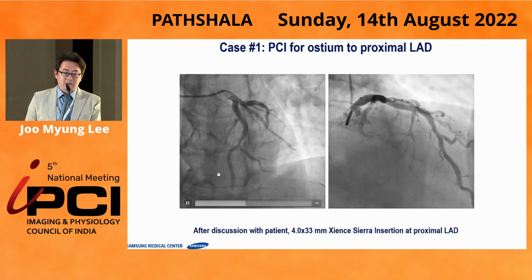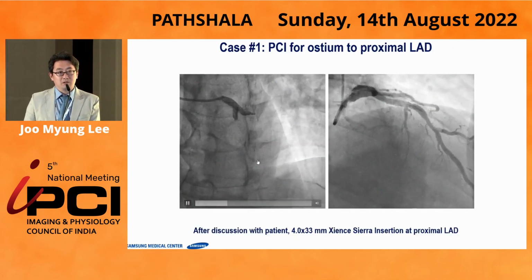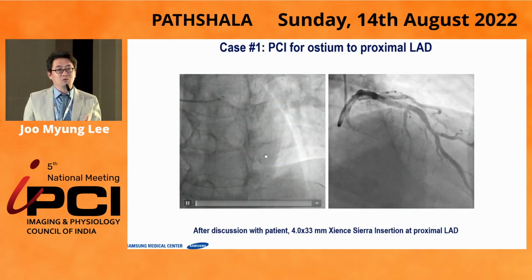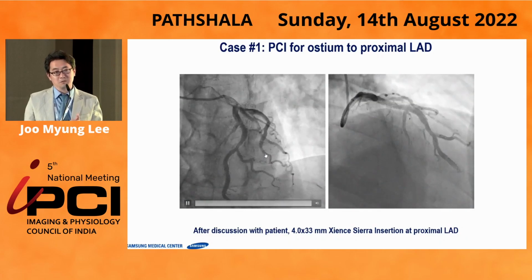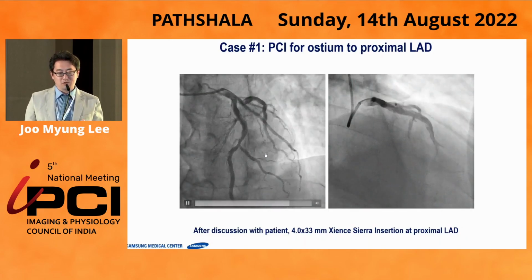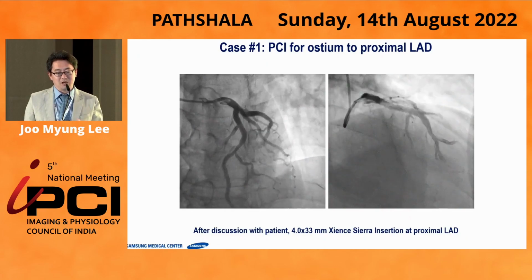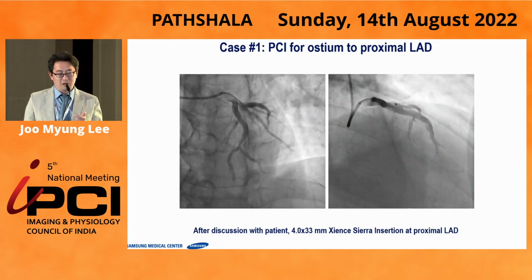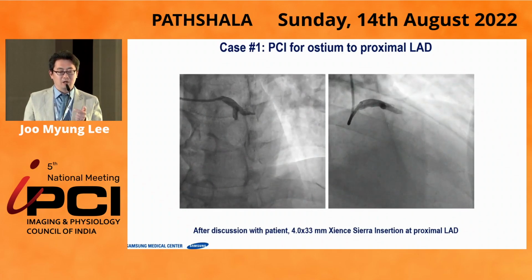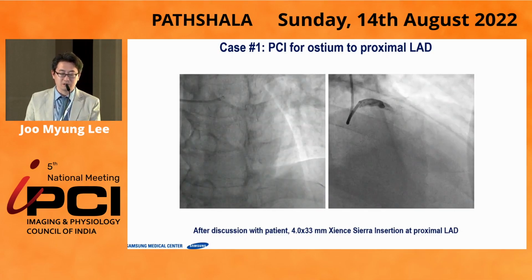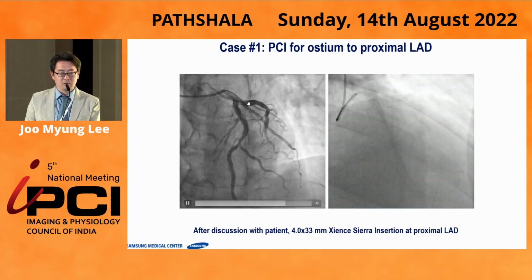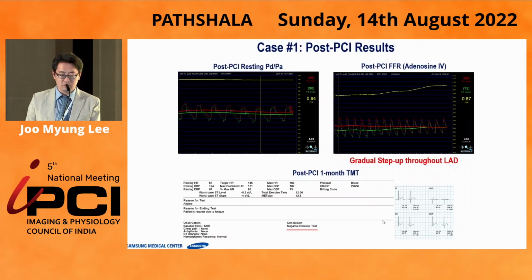At that time, I discussed the treatment options with the patient. The first one is medical treatment alone, because he doesn't have any other symptom. The second option is FFR-guided PCI, because the current guideline recommends PCI for the low FFR region, even in asymptomatic status, based on the evidence of myocardial ischemia. So he chose to be treated, and I implanted one stent with an excellent result.